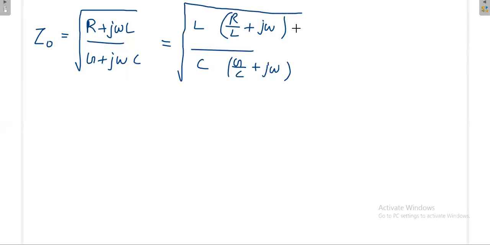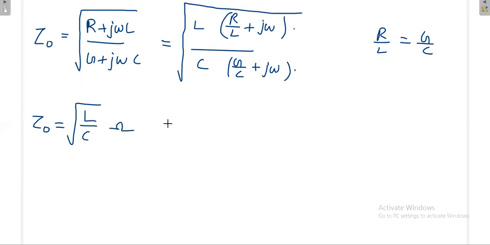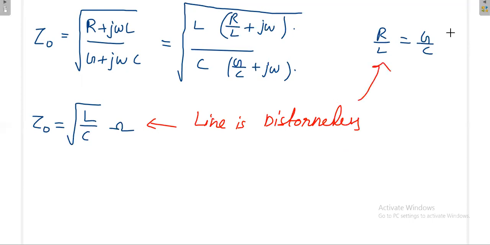Very clearly, if this term is equal to this term, that is the meaning of distortionless. If R by L is equal to G by C, then Z naught is equal to square root of L by C. This is the condition only when the line is distortionless. When the line is distortionless, R by L is equal to G by C, and Z naught is equal to square root of L by C.